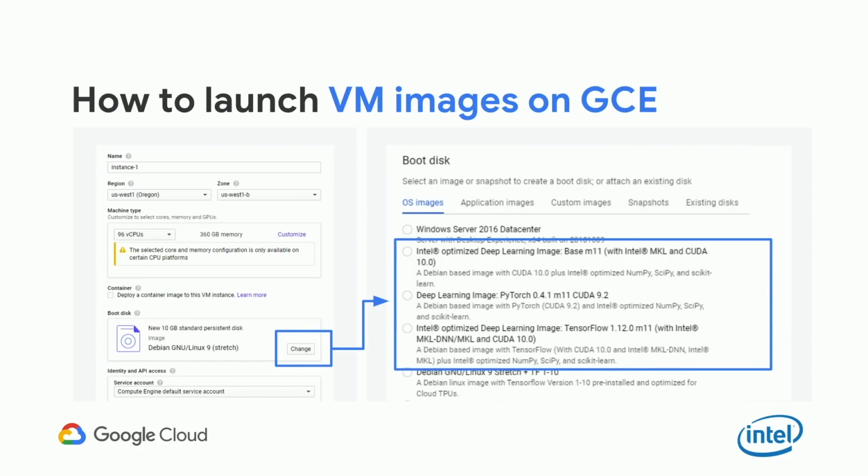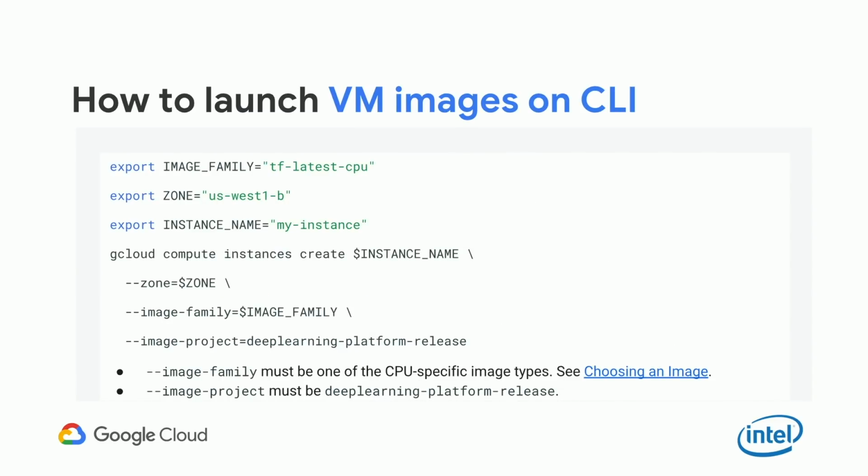You can also access these images on GCE. If you're looking for more control when you're setting up your VM, deploy these optimized OS images by changing the boot disk and selecting one of the Intel optimized images. To take full advantage of the optimizations on the latest architecture, make sure that you select your CPU platform as Intel Skylake or later while doing this. And if you're using Google Cloud command line interface, you can launch the VM images using the following command line options. Set the image family variable to one of the Intel-specific image types at the time you are creating your instance. You can also set the min CPU platform variable to the latest Intel CPU, Skylake.